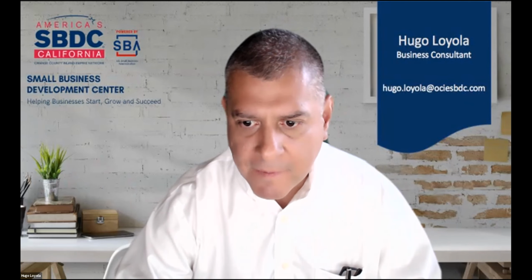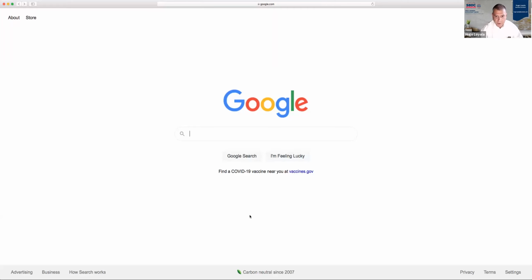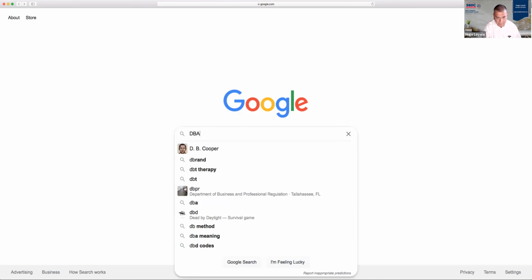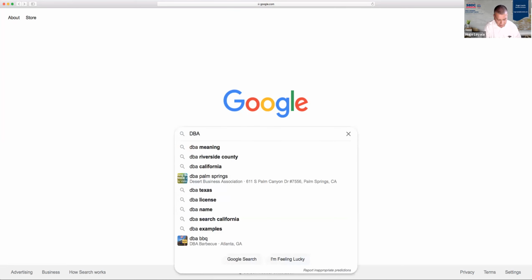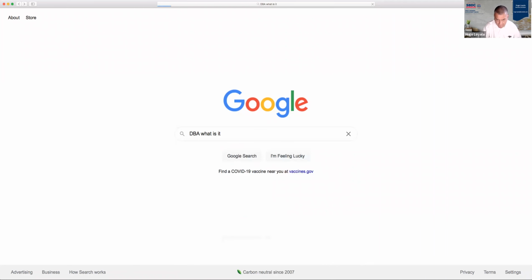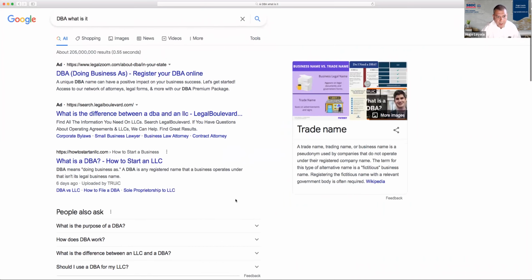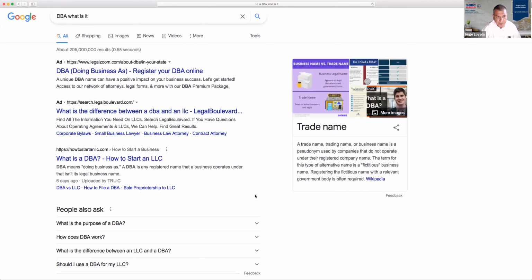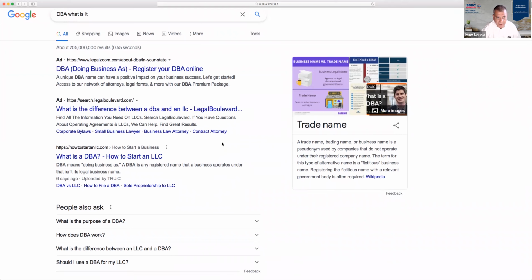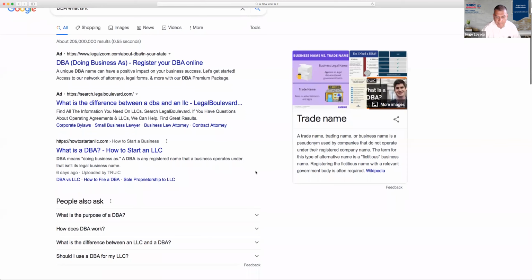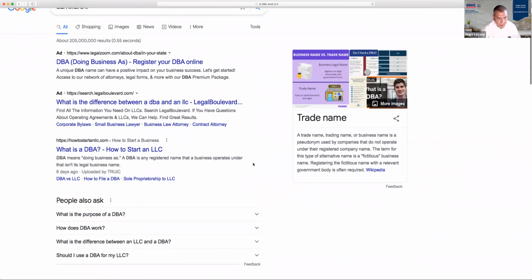I'm going to share my screen. So we're going over to our trusty Google search. And I am the type of person who always likes to start my search with the actual keyword that I'm looking for. So I'm going to type DBA, and what is it? And so we're going to get lots of, obviously, search results. I try to avoid looking at these ad links because I know they're trying to sell me something, but we can read all about it from Wikipedia here.